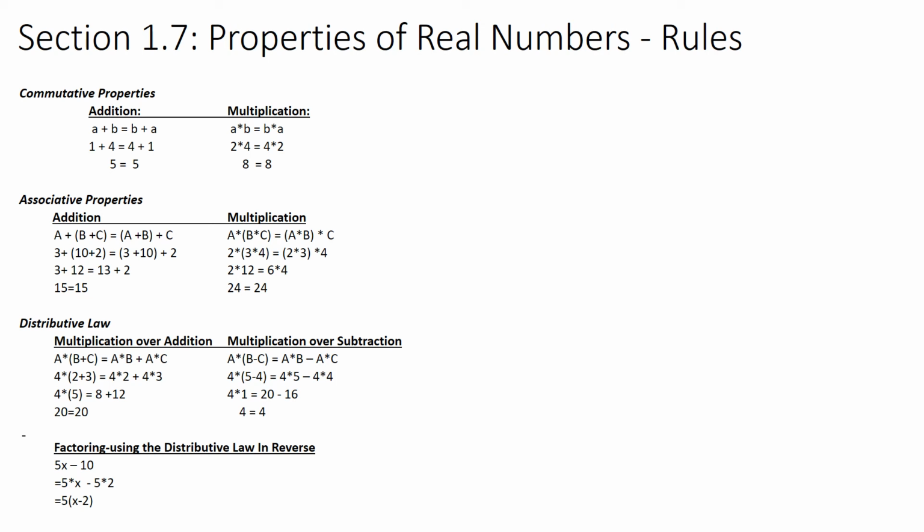5x minus 10, I can pull a 5 out of both of them. And that means that 5 times x minus 2. And I'll multiply back. 5 times x is 5x. 5 times negative 2 is negative 10.